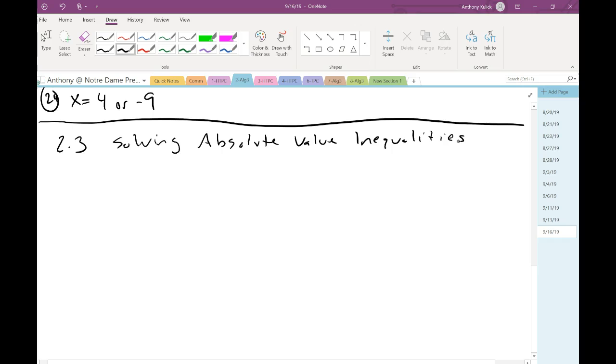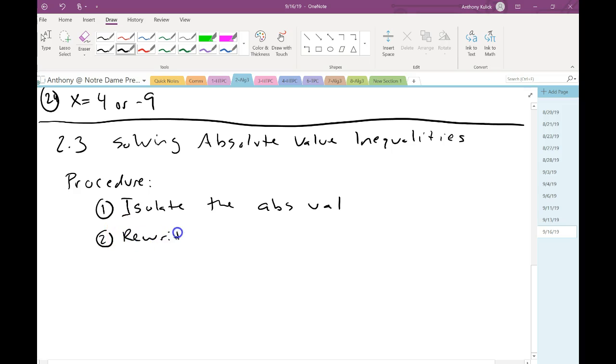So today we'll talk about section 2.3, which is about solving absolute value inequalities. The procedure here remains very similar. So we'll start by isolating the absolute value. We'll rewrite the absolute value inequality as two linear inequalities.